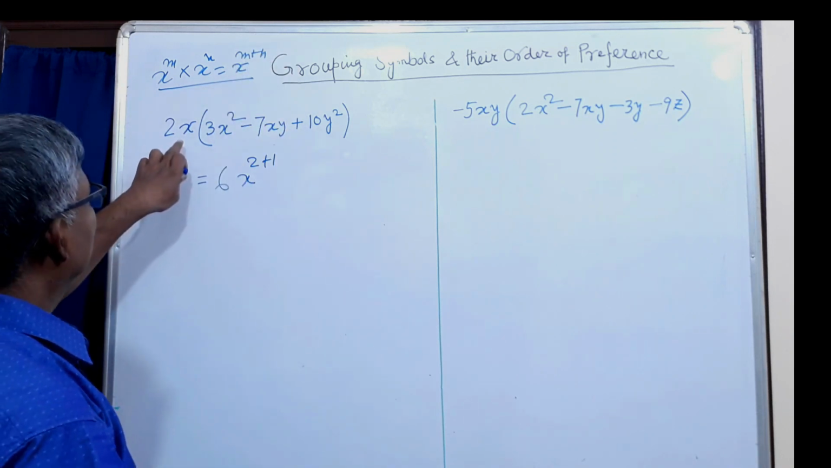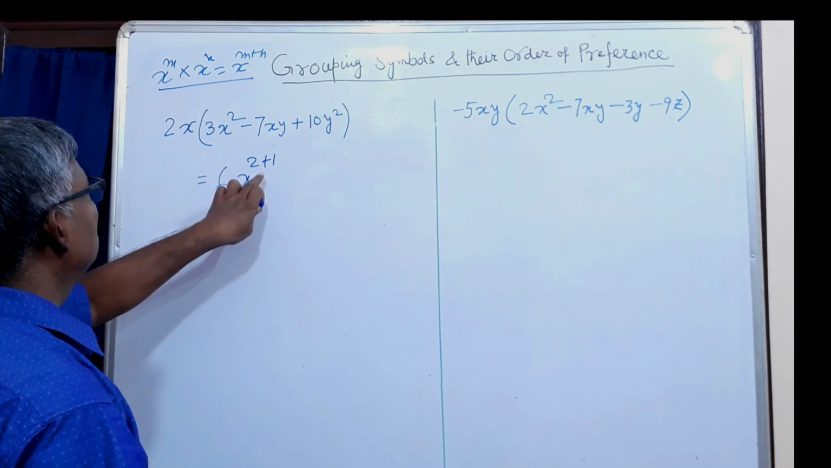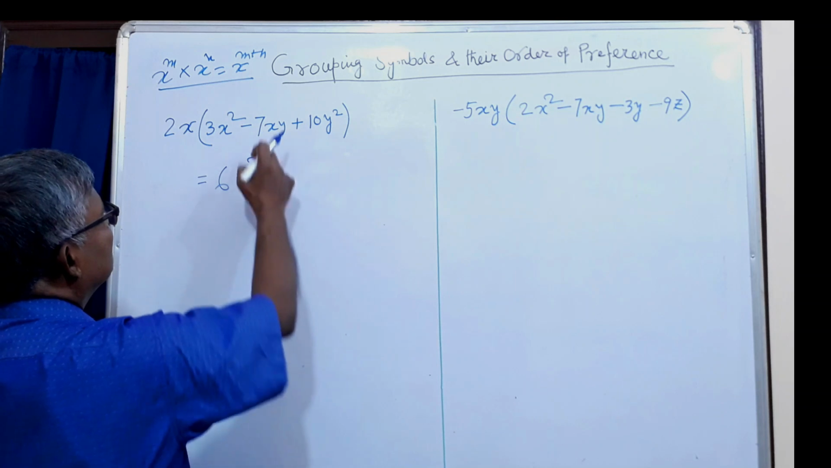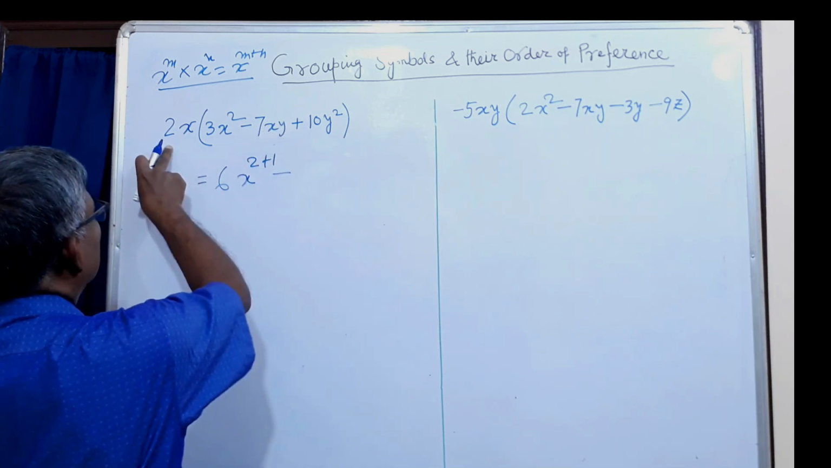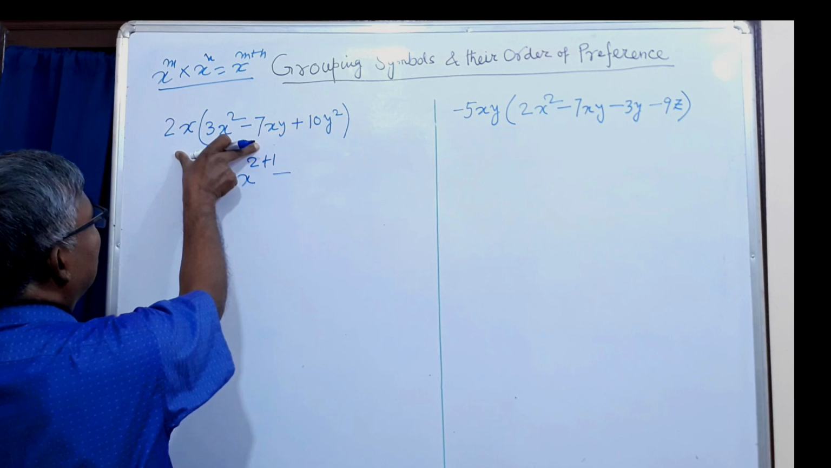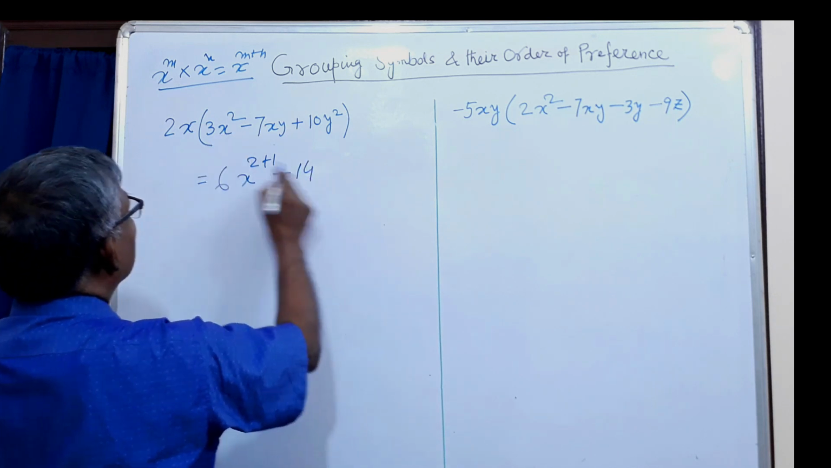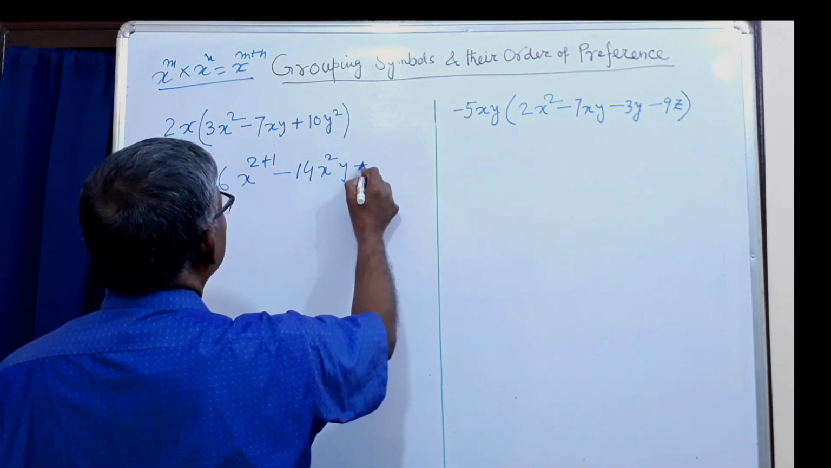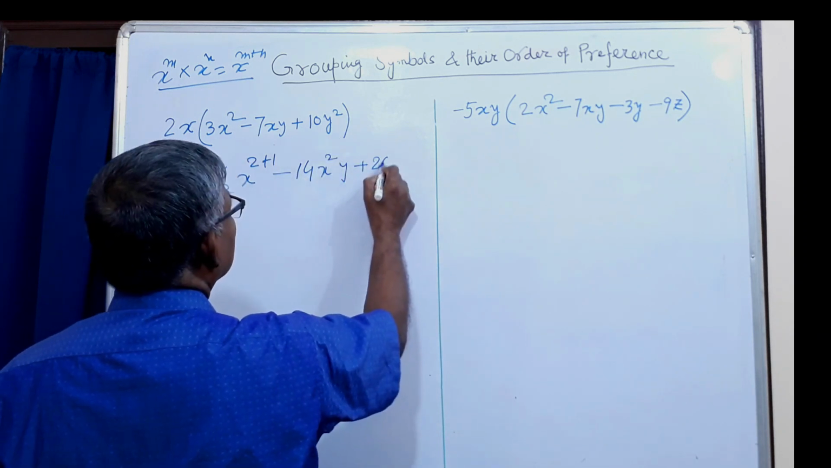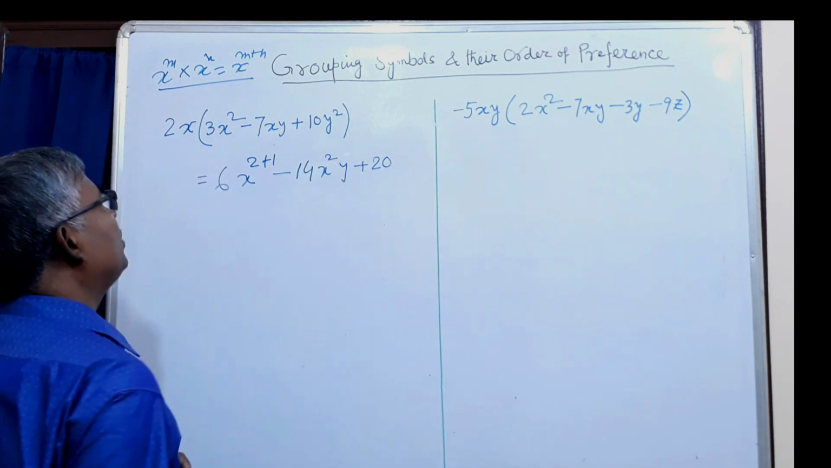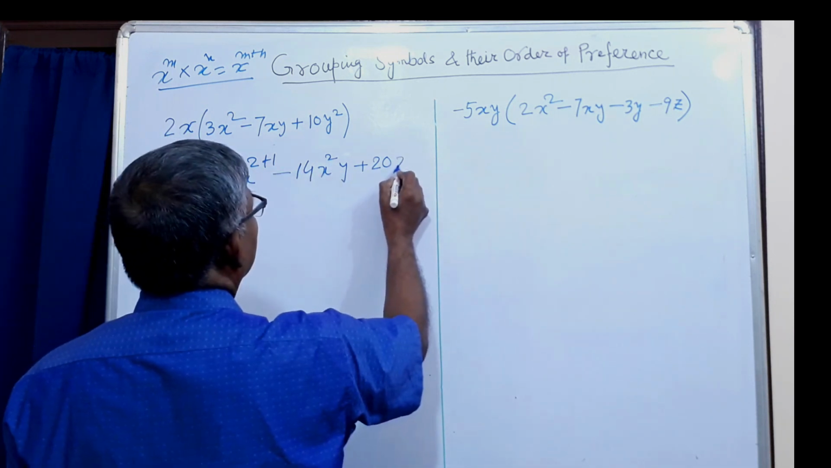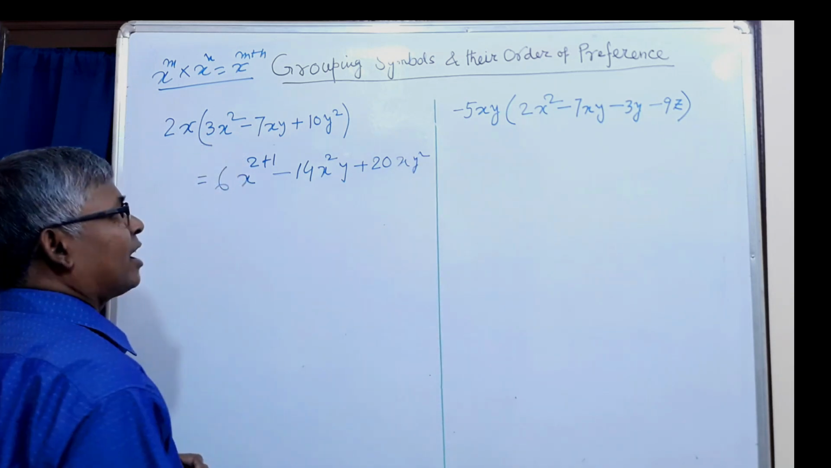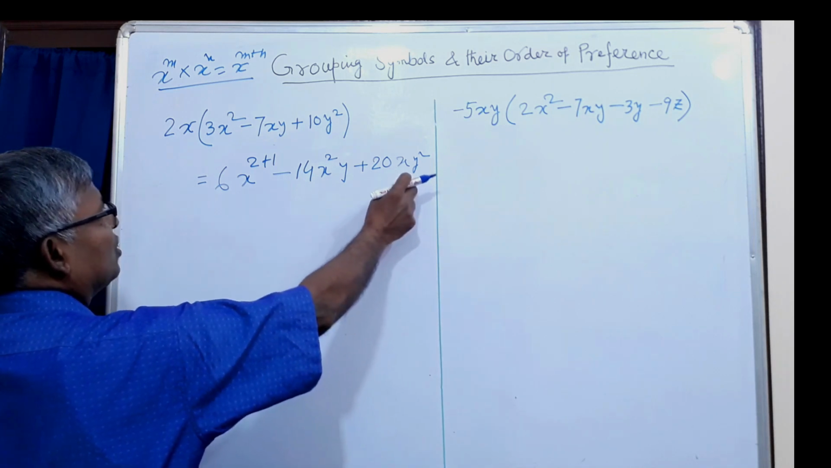So here you see, here is x and here is x square, so it will be x to the power 3, and here is positive and here negative. I have already told, same sign will be there. So multiplication of numericals will be made, that is 14, x into x, that is x square y, and it will be 20, as no change of sign to be made, 20 x y square, because x and y are two different literals, different variables.